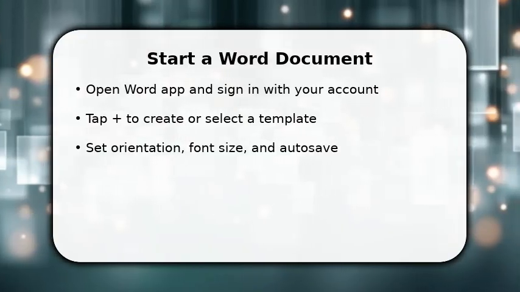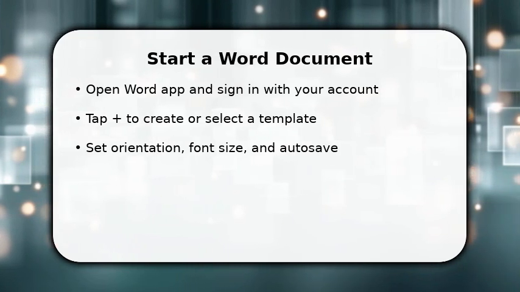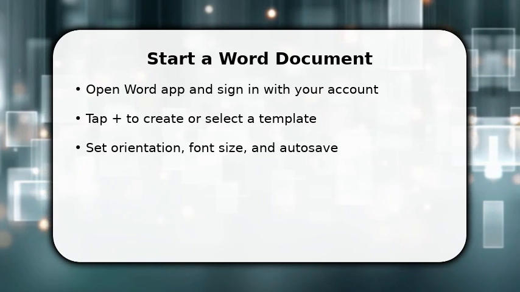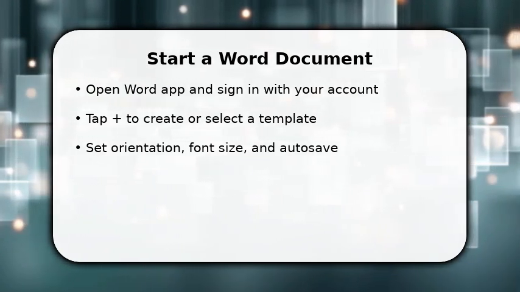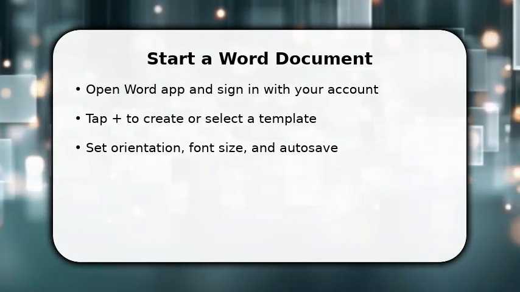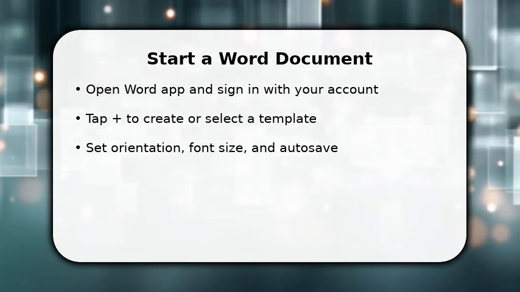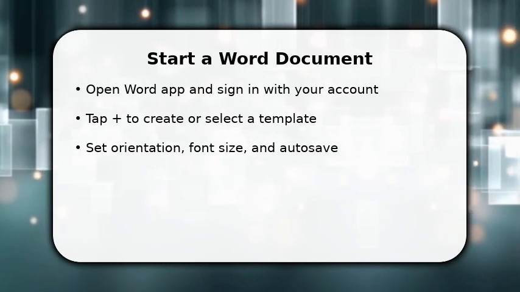You'll begin by opening the Word app and signing in so your files sync. Tap the plus button to create a new document or pick a template that matches your goal. Once done, set page orientation and a readable font size so editing is comfortable. Make sure autosave is enabled to avoid loss. You're now ready to add text.